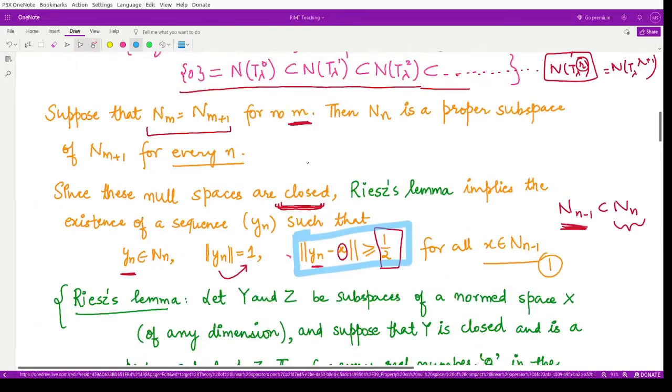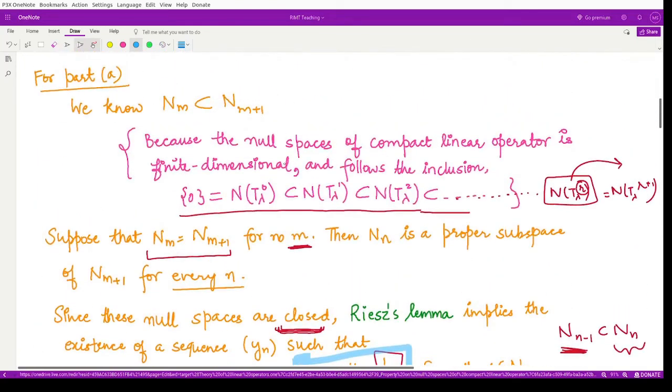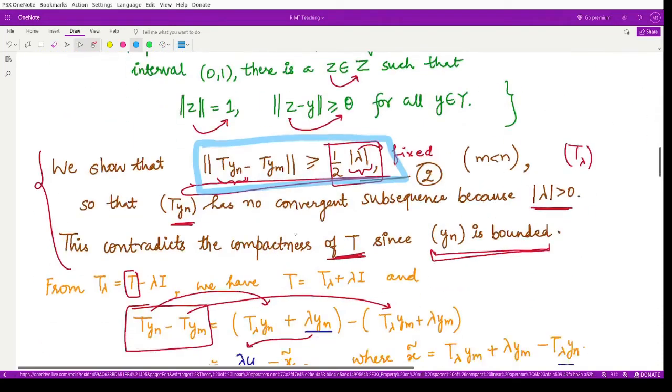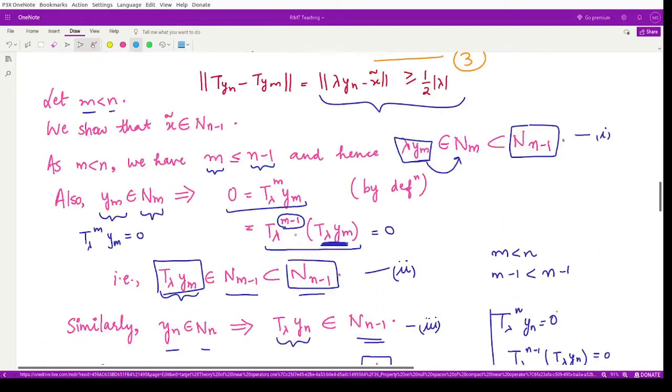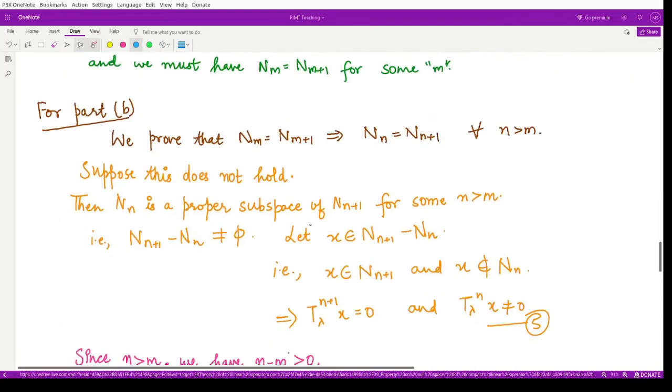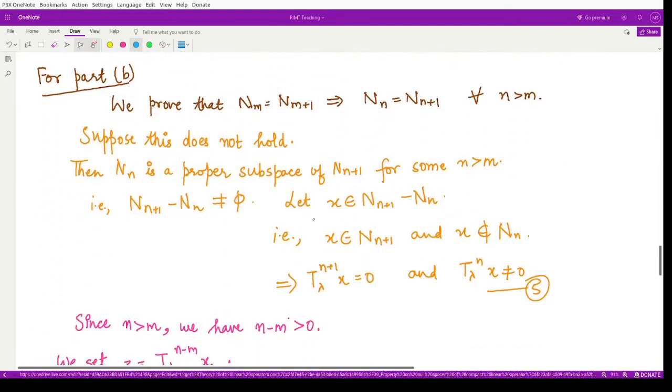So whatever we have assumed in part A, which states that N_m is equal to N_{m+1} for no m, is not correct. That means it has to be true for some m. So this proves that we have an equality at some index. Next we will prove that from that index onwards, all of the null spaces are equal to each other.